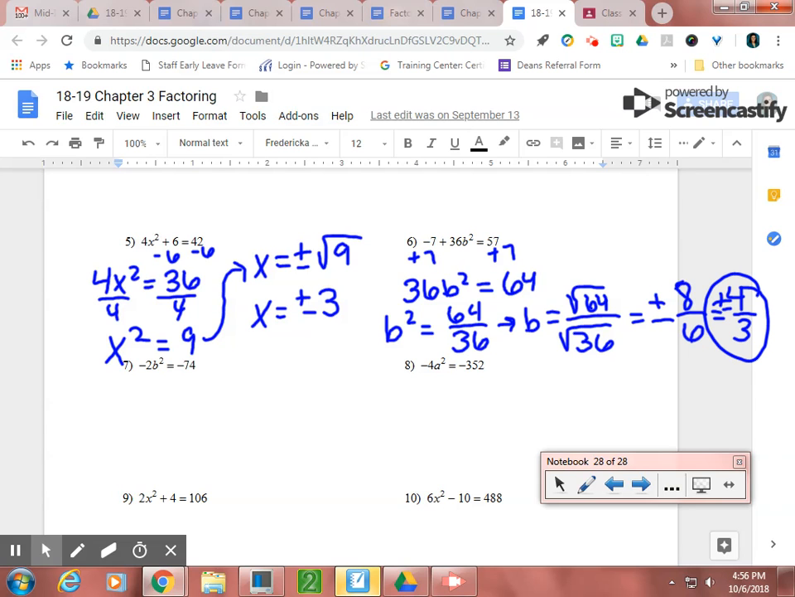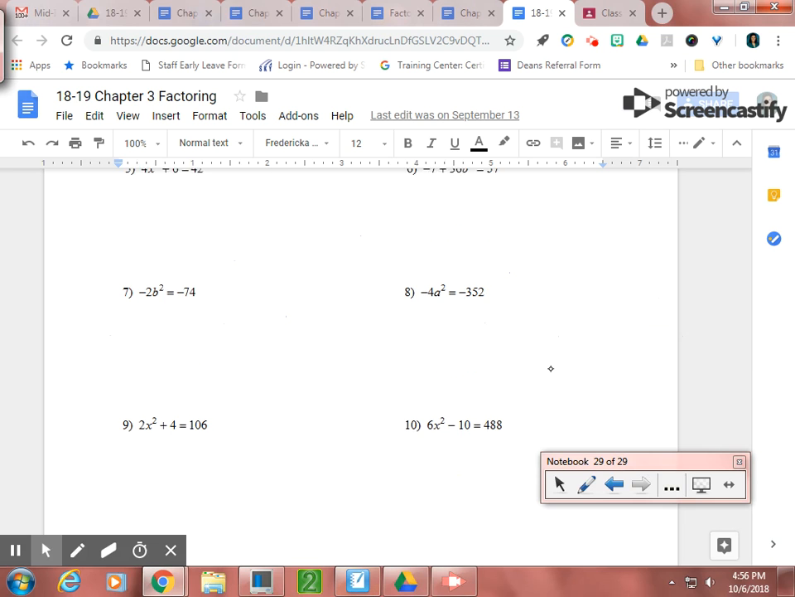Okay, so if you would have reduced that to begin with, you might have had a little bit trickier of a time. So as soon as you get to a perfect square, just take the square root.